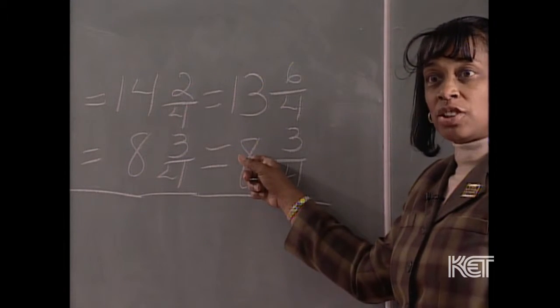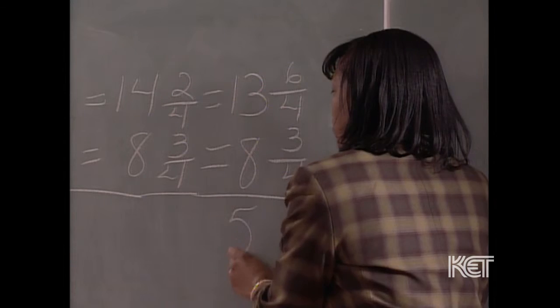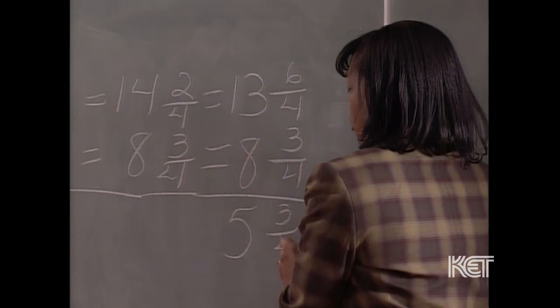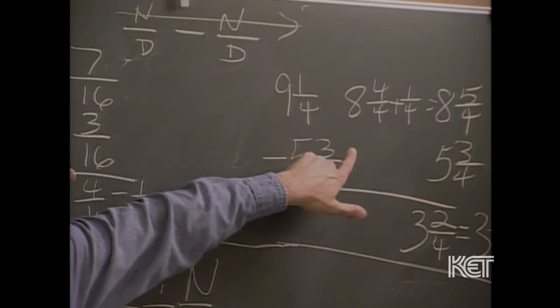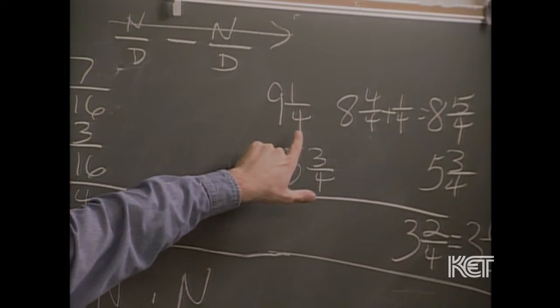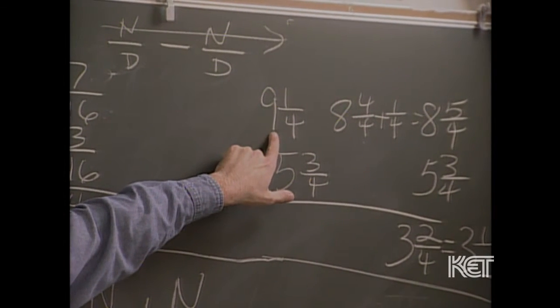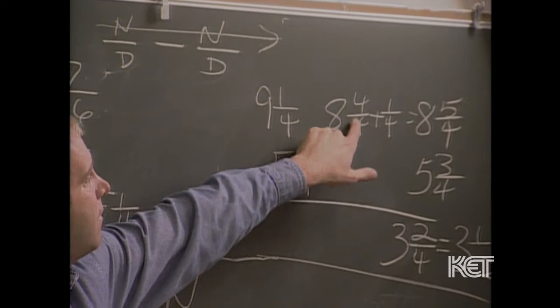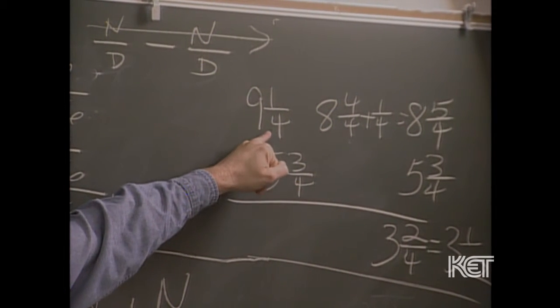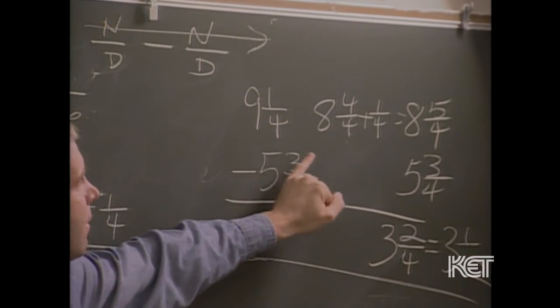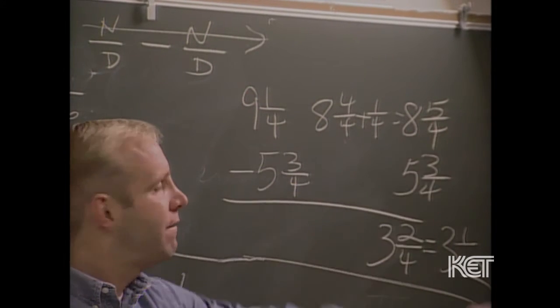Bring my bottom fraction over, mixed numeral over, and subtract. We can't go 1 minus 3, so we borrowed. And we borrowed it in the form of 1. Okay? So 9 and 1/4 became 8 and 4/4. We had to add the original 1/4. So 9 and 1/4 is the same as 8 and 5/4.